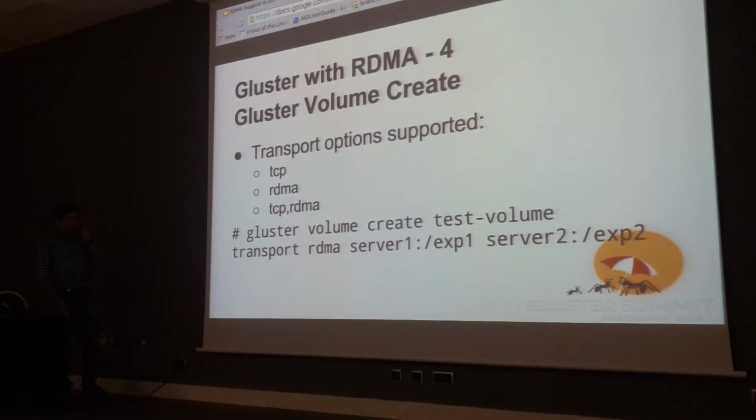Creation of a volume is the same as before. You just need to specify the transport type that you want the volume to support. By default, if we do not give any, it is taken to be TCP, and you can choose to have an RDMA-only volume, or you can choose to have a TCP,RDMA volume. It is necessary that you have the RDMA device.